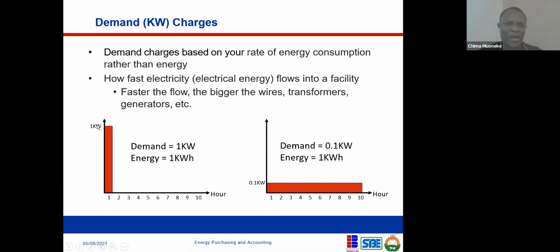Because you can consume this 1 kilowatt, and in the next 5 or 10 hours, you're consuming only 0.1 kilowatts, meaning that they will have excess capacity, staying redundant, doing nothing, right? So they want to limit your consumption to the capacity of their generator. And that's why they will put a charge on your demand. I don't know if this is well understood.